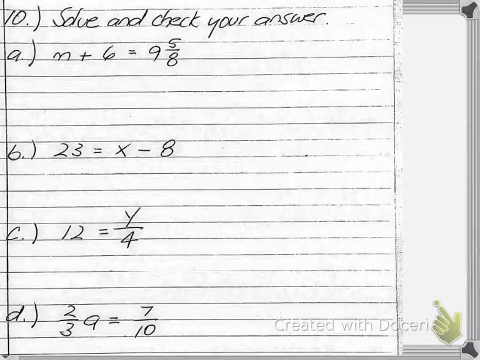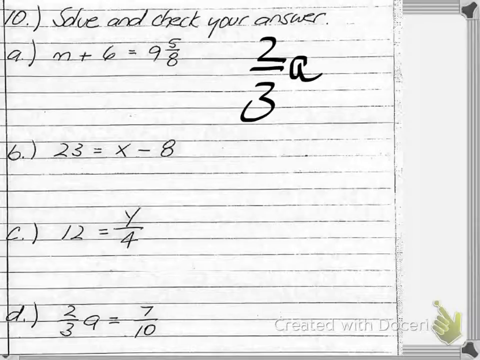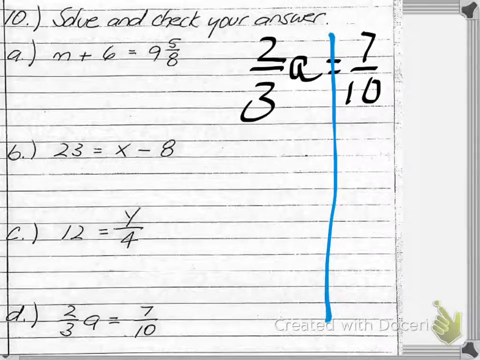Okay? Our last one is 2/3 a equals 7/10. So once again, it's an equation. Both sides have to stay equal. Our goal of any equation is to isolate the variable and get it by itself, which means we have to get rid of this fraction 2/3. Now, the way you get rid of a fraction is by using the reciprocal.